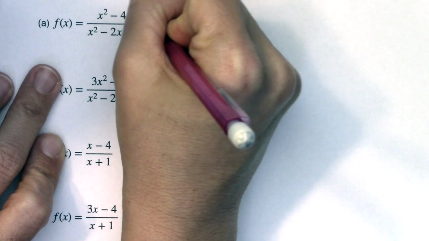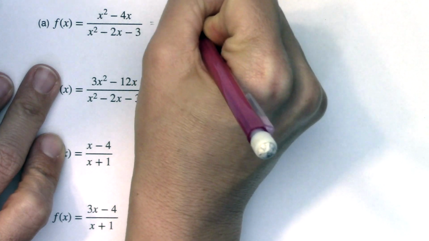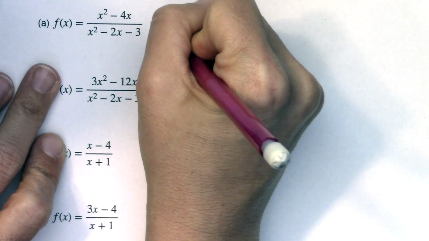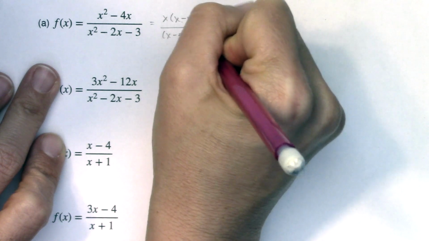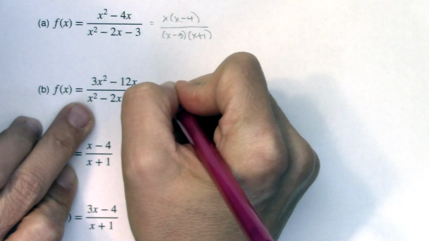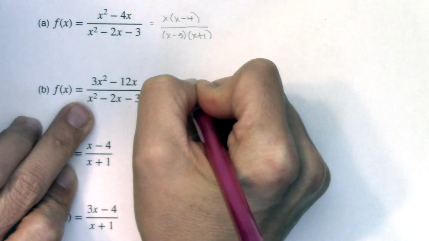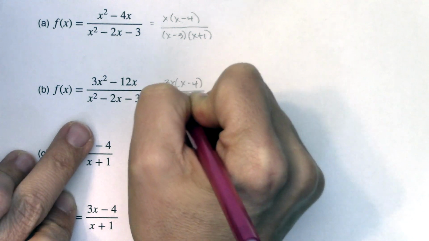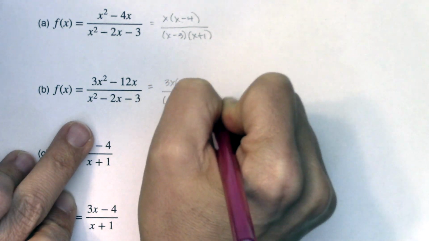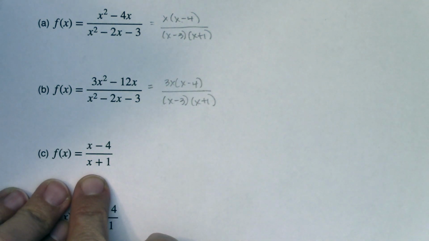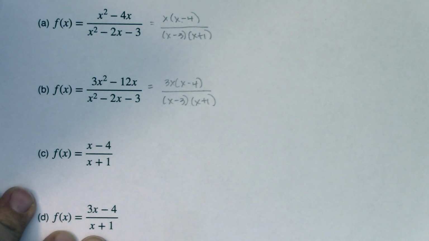When I factor this, I can take out the GCF of x in the numerator. I've got x minus 4, and this is going to be x minus 3, x plus 1. Great. Here I've got a GCF on the numerator of 3x. That'll leave me with an x minus 4. When I factor out my denominator, again, I've got x minus 3, x plus 1. Great. Here, there's nothing to factor. Fantastic. Same with D, right? So C and D, fantastic.